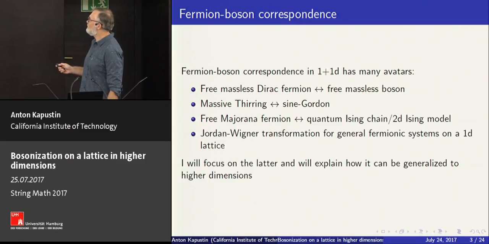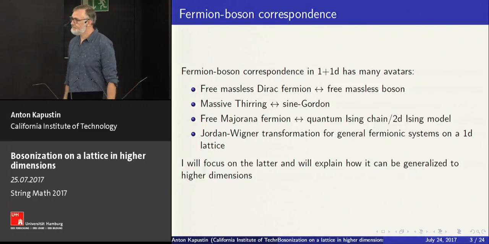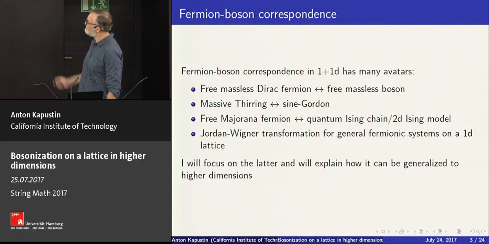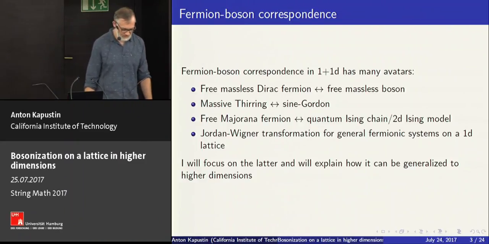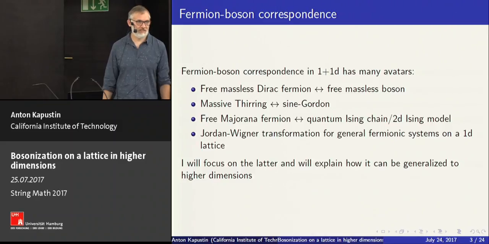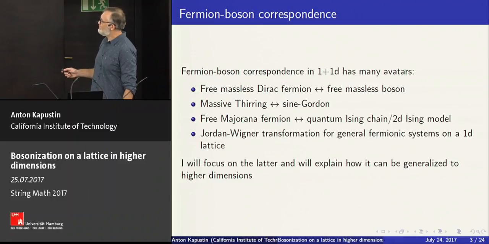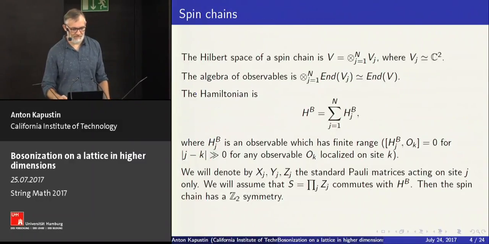In general, one can use this transformation to convert a fermionic system on a one-dimensional lattice to something bosonic, that is, a system of spins. And the previous one is just a special case of this. There has been a lot of work recently on fermion-boson correspondence in 2+1 dimensions in the context of field theory. I don't know how to understand the field theory dualities, but I'll try to explain how to generalize this lattice transformation in two spatial dimensions, and then also in higher dimensions.